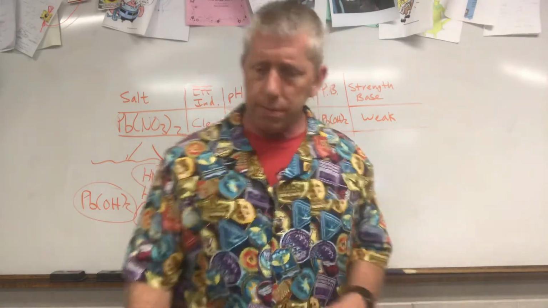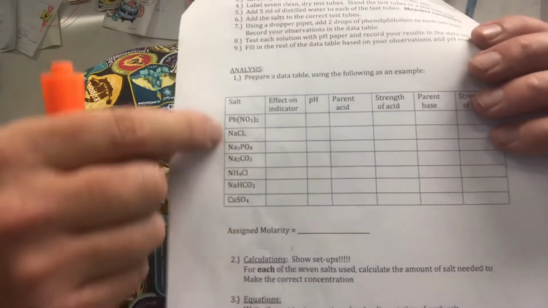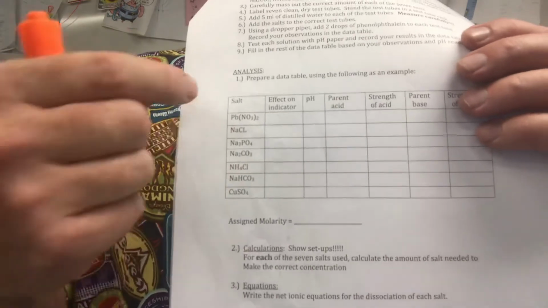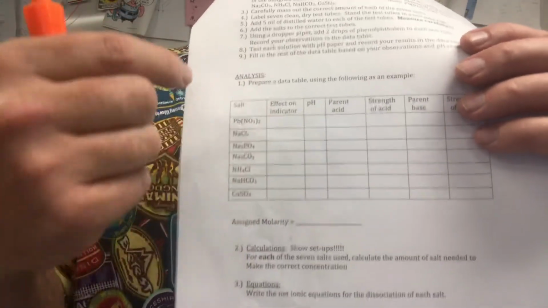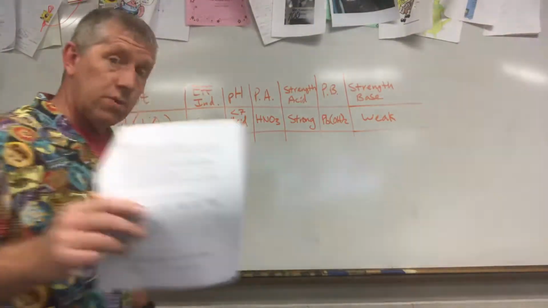All right. So you go ahead and figure out the hydrolysis of each of those salts, predict what kind of acid, what kind of base would be made. Knowing strong and weak acids and bases, you can write in the parent acid, parent base, if it's strong or weak or not, and then predict the pH. Okay, you can do that without having seen the actual results.